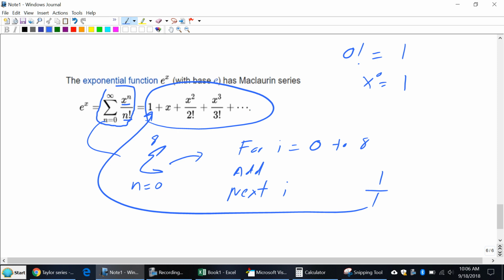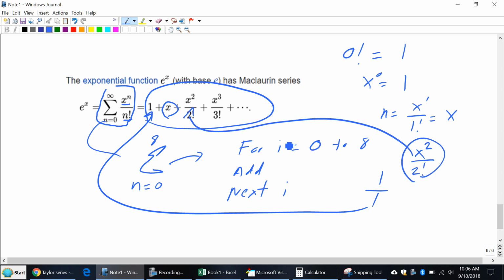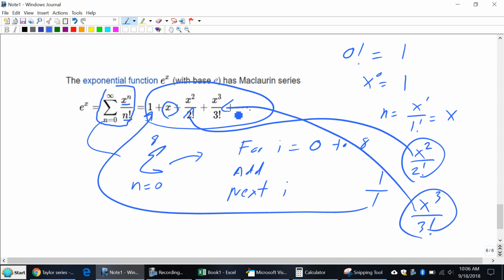Well, then let's go to the next one. Let's go n is equal to 1. So x to the 1 is equal to x divided by 1 factorial. That's just equal to x, which is where this guy comes from. Then we have x squared over 2 factorial. Oh, well, that's this guy. Then we have x cubed over 3 factorial. Oh, that's this guy. And you just add them up.